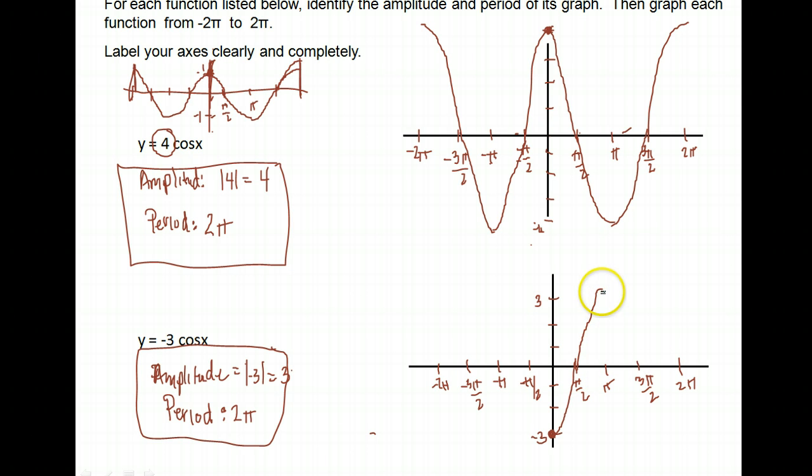The cosine of 3 pi over 2 is 0. We come back down. The cosine of 2 pi is 1, but again, we're multiplying by -3, so we end up down here at -3. The same pattern is repeated on this side of the graph. Okay, so there's our graph from -2 pi to +2 pi. Notice it's just a reflection of this one, and this one is stretched 4, while this one is just stretched 3.